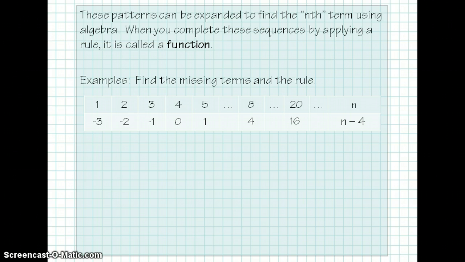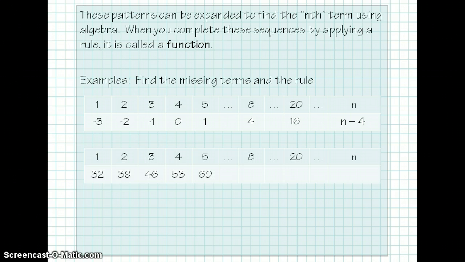Okay, so let's try that with a little bit harder pattern. This time I've got bigger numbers, but we're going to use kind of the same idea. So it starts off with 32, then it goes 39, 46, 53, 60. What is it going up by each time? It's going up by 7. So the 6th term would be 67, then comes 74, then comes 81.